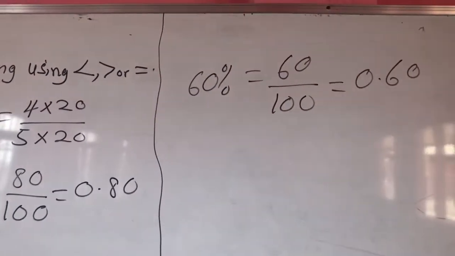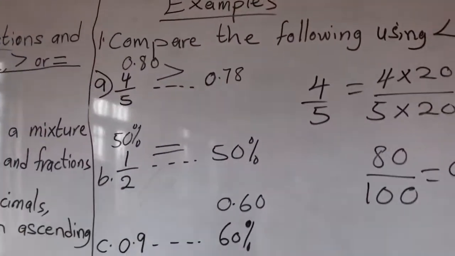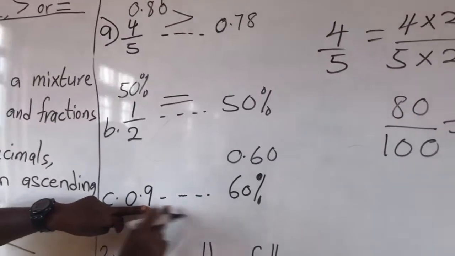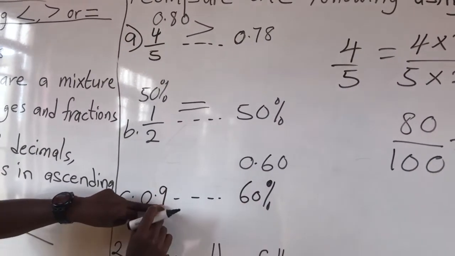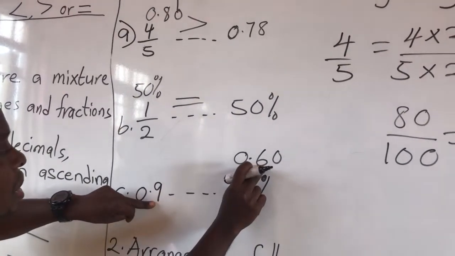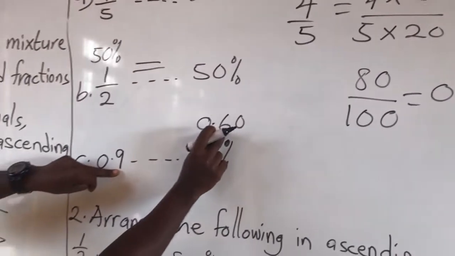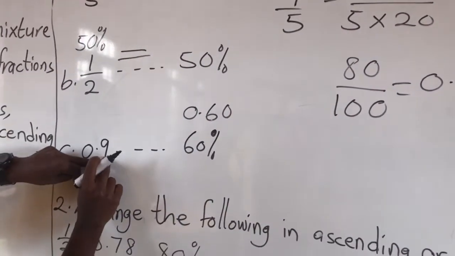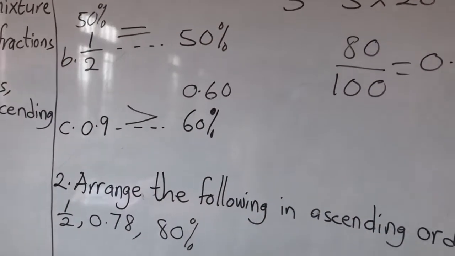So here we have 0.60. Now let's look at the first decimal place. We are comparing the first decimal place. So let's look at it. We have 9 here and 6 here. 9 and 6. So we can see that 9 is greater than 6, or 6 is less than 9. So we put our greater than over there.